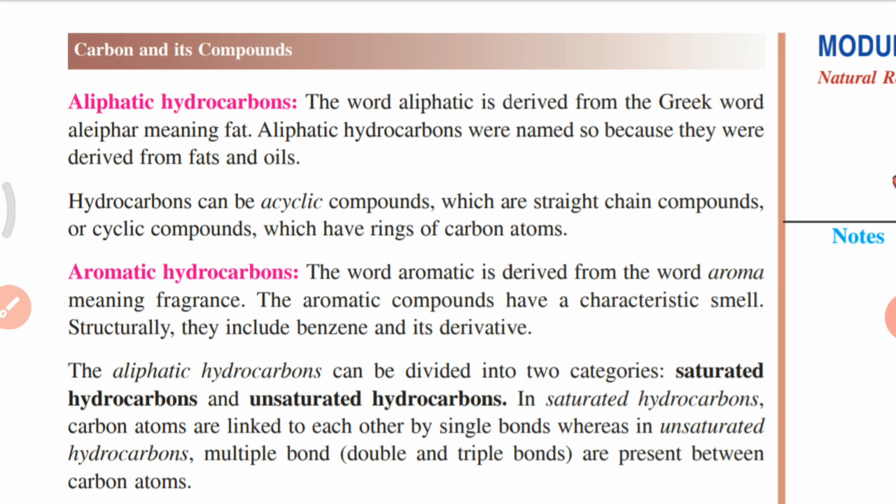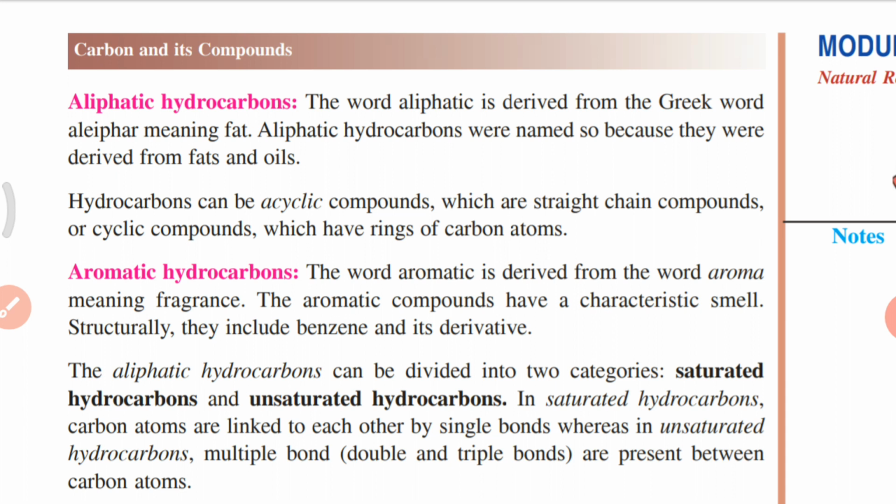Then, aliphatic hydrocarbons are again classified into saturated hydrocarbons and unsaturated hydrocarbons. In saturated hydrocarbons, the carbon-carbon link should be a single bond. Each carbon is linked to other carbon by a single bond. In unsaturated hydrocarbons, carbon-carbon bonds may be double or triple bonds.